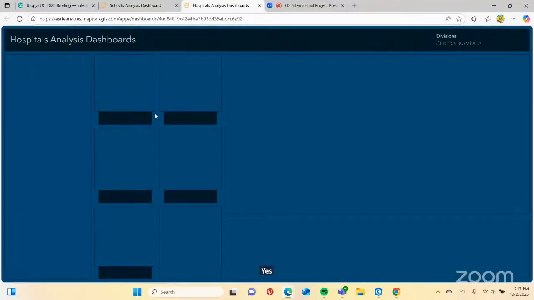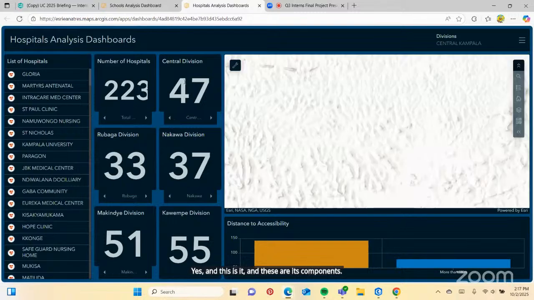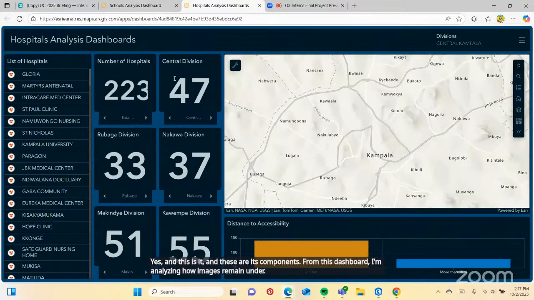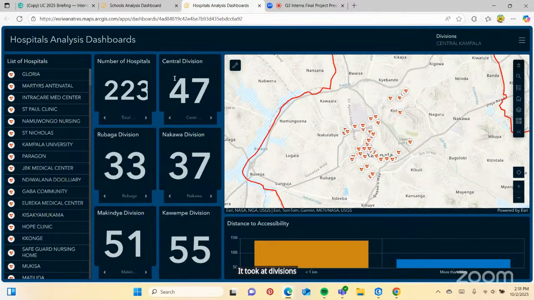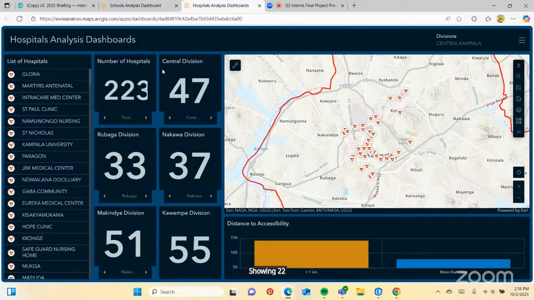Yes, and this is it, and these are its components. From this dashboard, I'm analyzing how many hospitals are in Uganda. To look at divisions in Kampala, how many divisions are there? We have 5 divisions, and how are those hospitals distributed in these divisions? I have panels here showing the total number of hospitals in Kampala, which is 223, then Central Division.